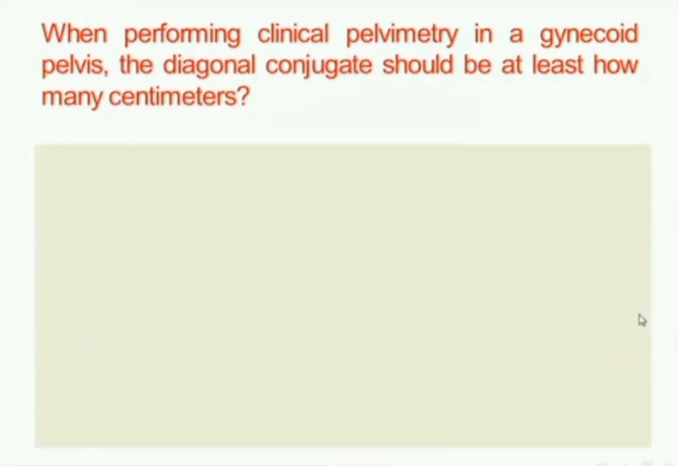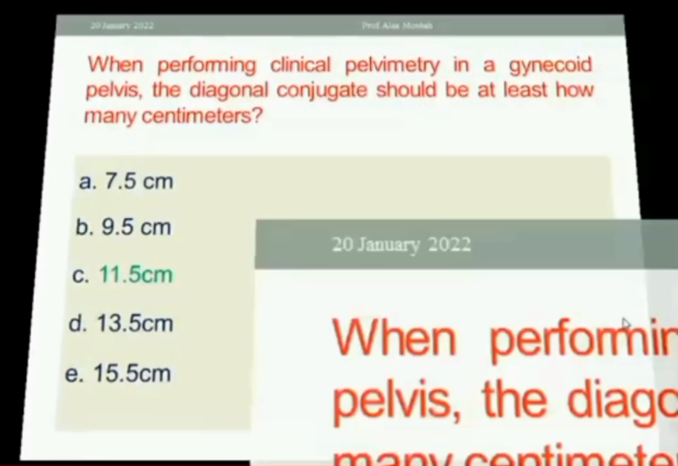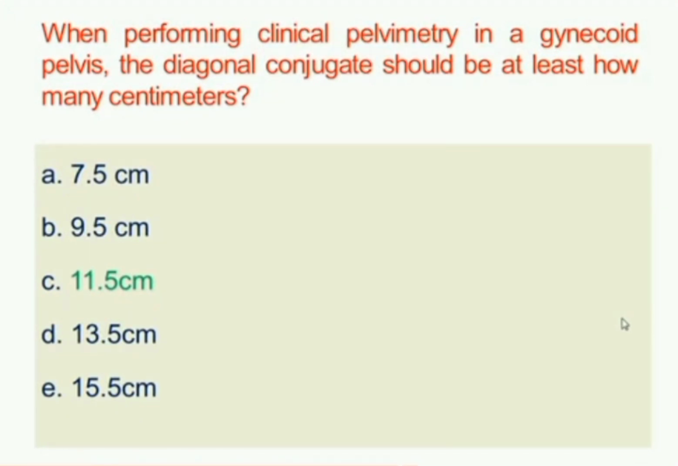Now the next question is, when performing clinical pelvimetry in a gynecoid pelvis, the diagonal conjugate should be at least how many centimeters? The options are 7.5, 9.5, 11.5, 13.5 or 15.5. The diagonal conjugate value is about 12.5 centimeters. So the most accurate option here is actually 11.5 centimeters. We cannot say less than that, because ultimately this will result in a contracted pelvis.